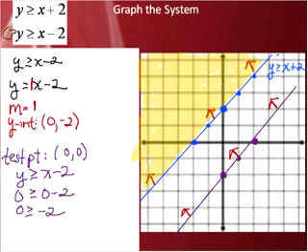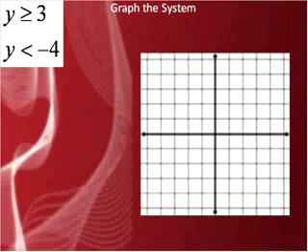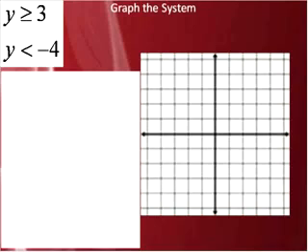All right, moving on. We're going to do another one here. y greater than or equal to 3 and y less than -4. So, y greater than or equal to 3, I need to graph on my coordinate plane. So I'm graphing the equation y equal to 3. And remember, that's a horizontal line through 3 on the y-axis. So I'm drawing a horizontal line through that point.